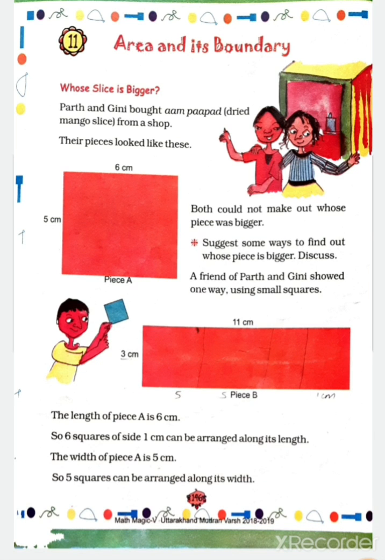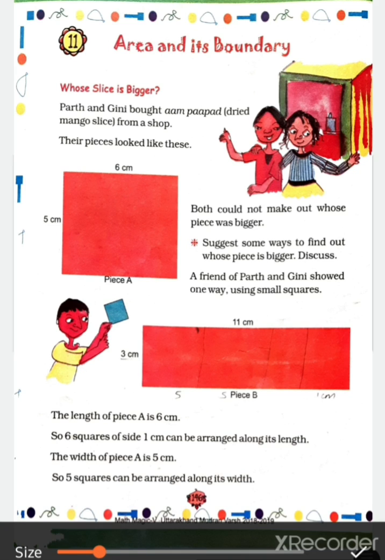So now let's begin. Area and boundary. Two siblings are there, Parth and Ginny. They went to a shop to buy aam papad. One of them bought aam papad in this shape and the other in this shape. They are comparing their aam papad and they are confused about whose aam papad is bigger. Can you help them in finding whose aam papad is bigger and whose is smaller?